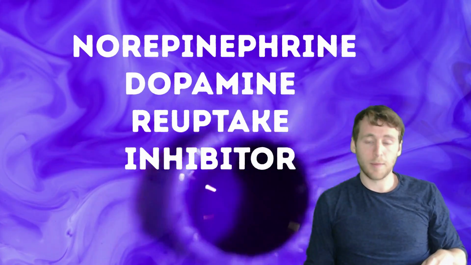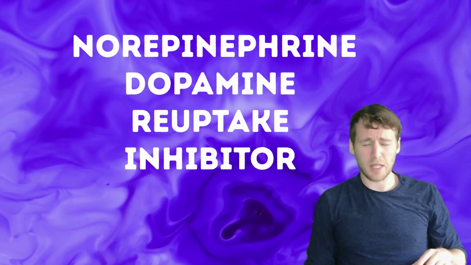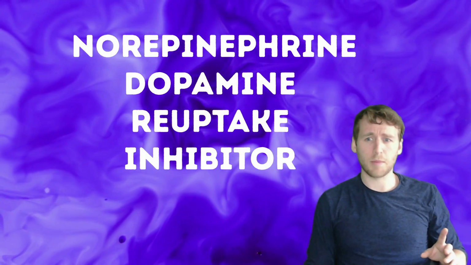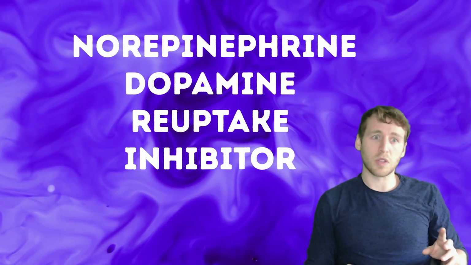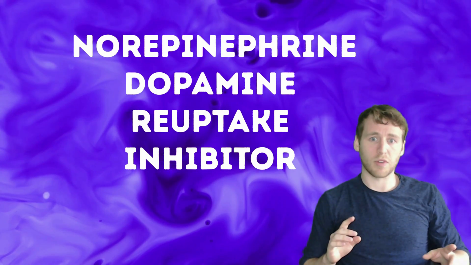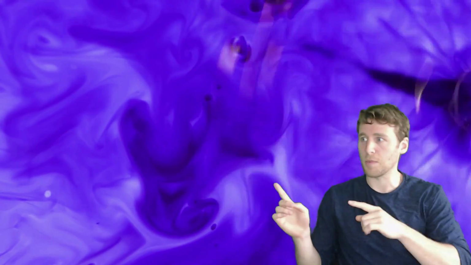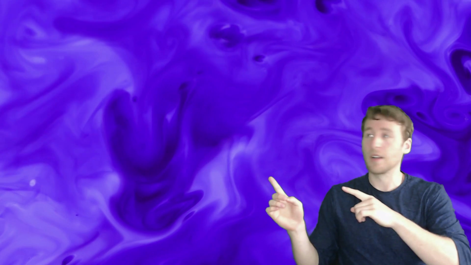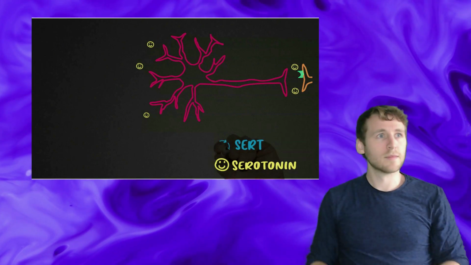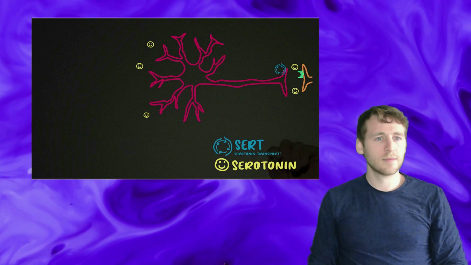So Wellbutrin primarily acts as a norepinephrine dopamine reuptake inhibitor. And to understand reuptake inhibitors, why don't I show a quick clip for how it works with serotonin so you can understand how it works for dopamine or norepinephrine. So that should be here. Take the transport protein called SERT. And SERT is just short for serotonin transporter.